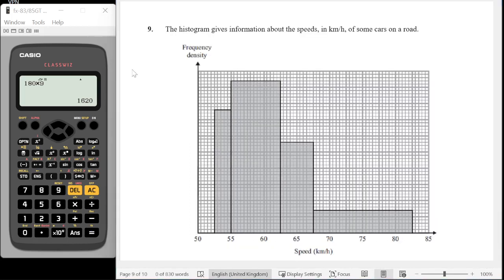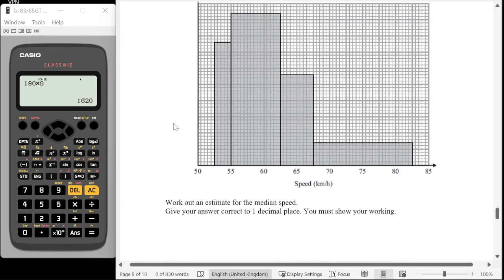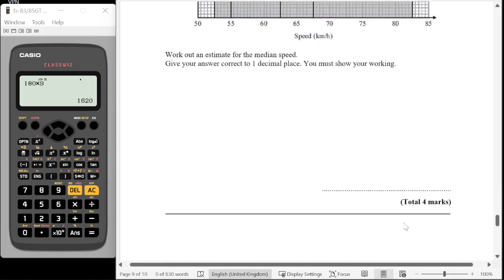Question 9. The histogram gives information about the speeds in kilometres per hour of some cars on a road. So we've got frequency density versus speed. We've got no labelling of the frequency density. Work out an estimate for the mean speed. Give your answer correct to one decimal place. You must show your working.